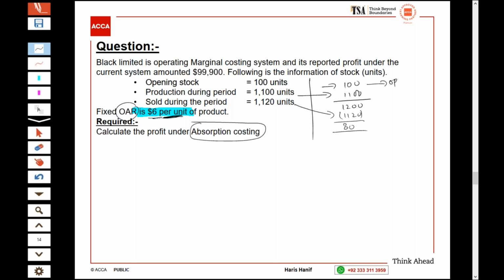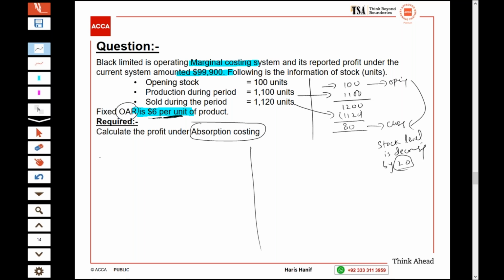Now this is opening, this is closing, and your stock level is decreasing by 20. So that means marginal profit should be higher than the absorption. This is the profit under marginal costing, 99,900, and we are required to calculate the absorption profit.